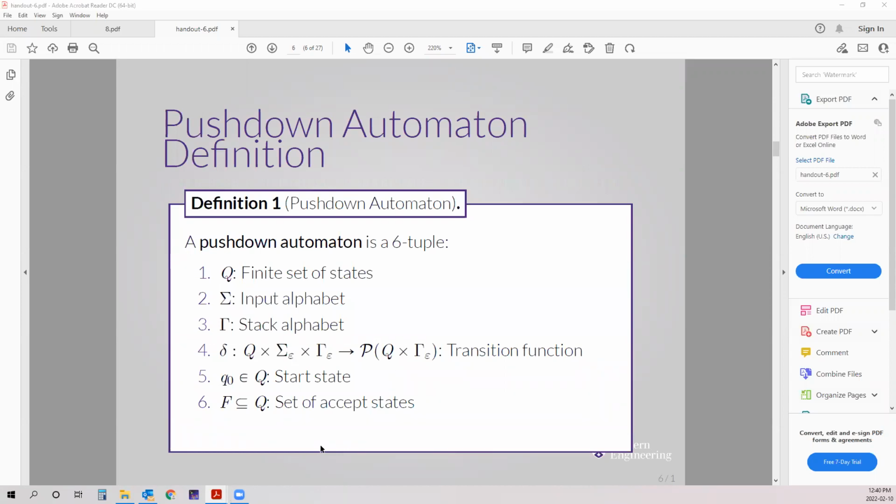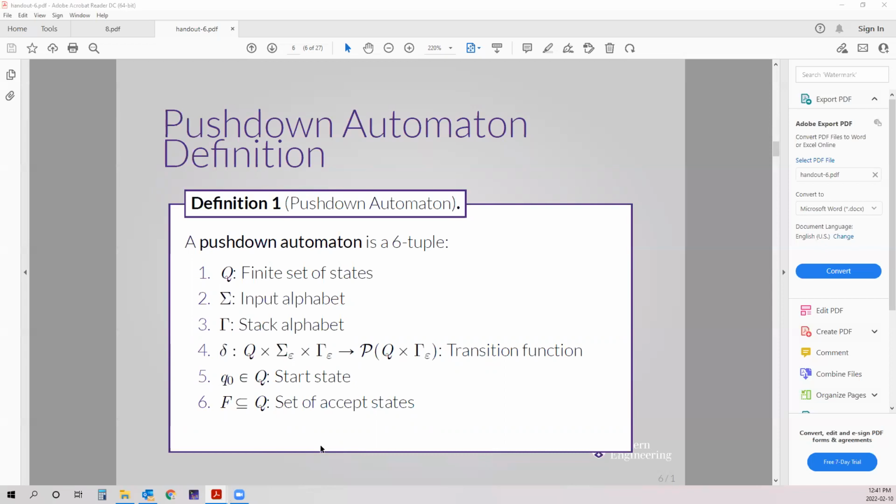So the formal definition: a push-down automaton is a 6-tuple, which has Q, which is a finite set of states, sigma, which is an input alphabet, rho or tau, they call it, I'm not sure, the stack alphabet, then delta, which is Q times alphabet with epsilon times tau, I think, with epsilon, which will give us P, Q times tau with epsilon, the transition function, Q naught, which belongs to Q, which is the starting state, and F, which belongs to Q, which is a set of accepted states.